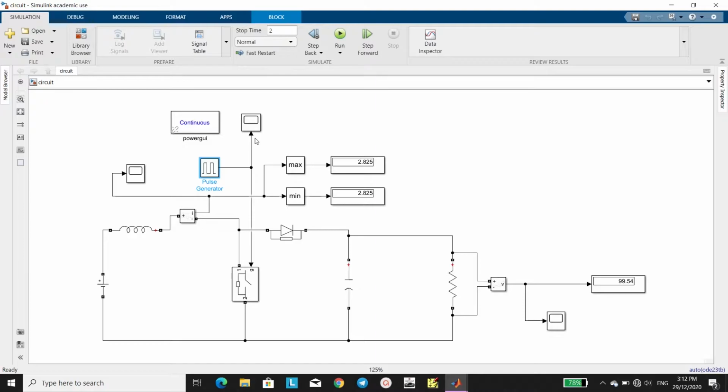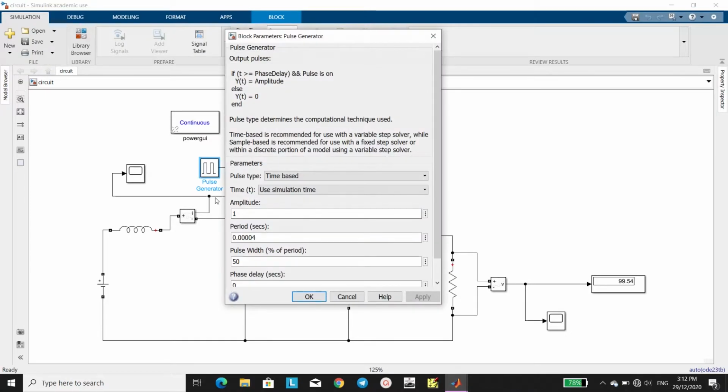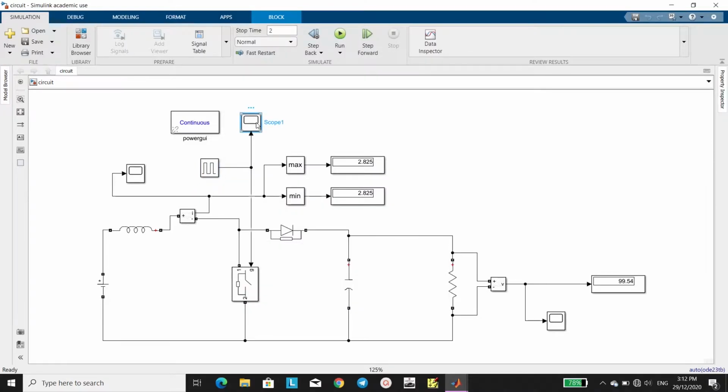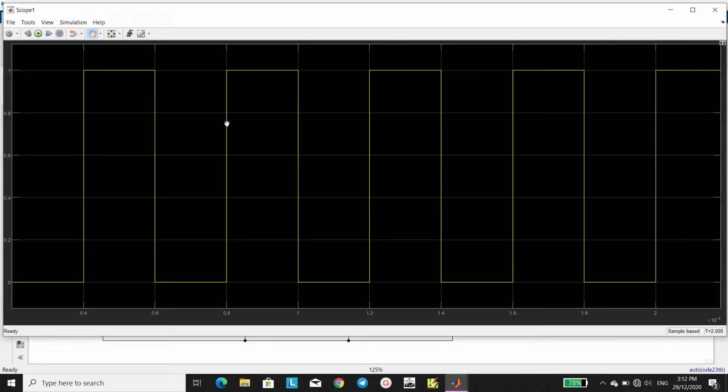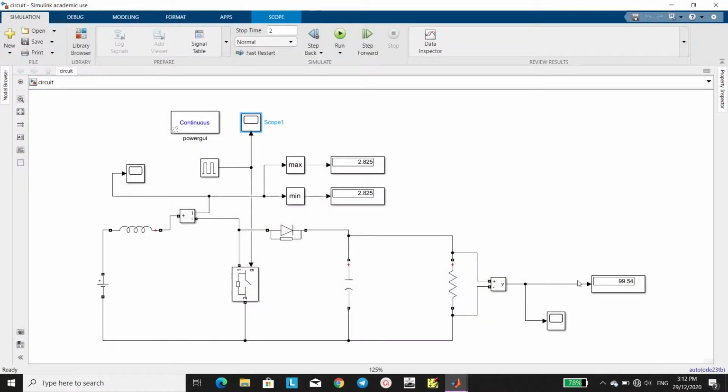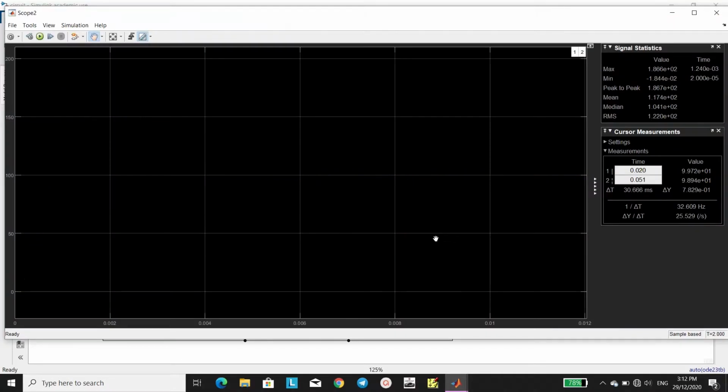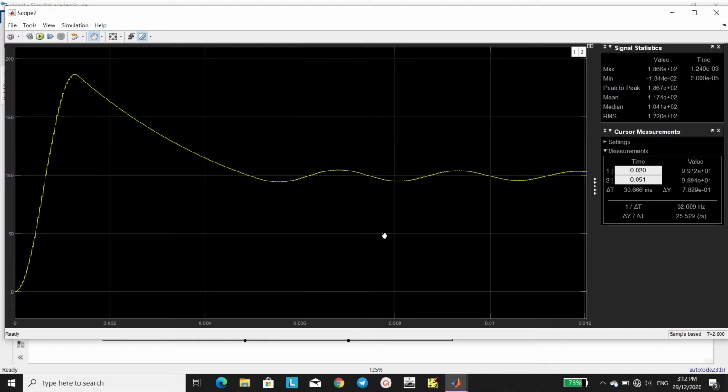To get the waveform for the duty cycle, we set the period and amplitude like this. For the output voltage it is also the same. We click scope 1 and then we get the waveform for the duty cycle. Next, we click the scope that is connected to the output voltage, and then we get the waveform for the output voltage. Okay, thank you.